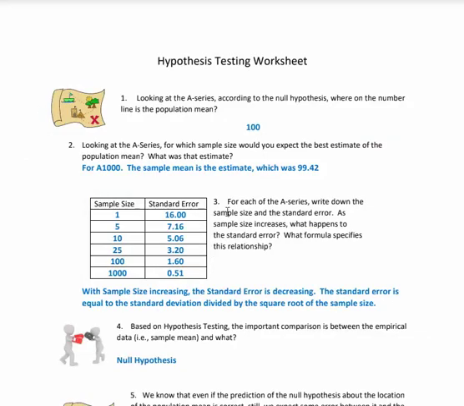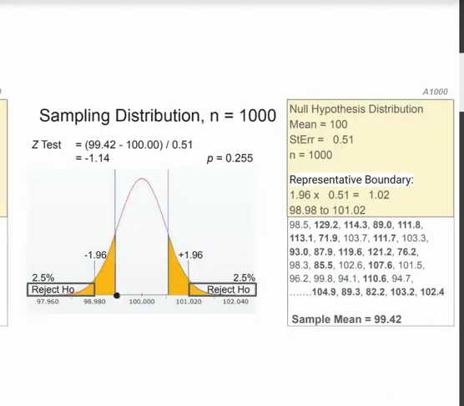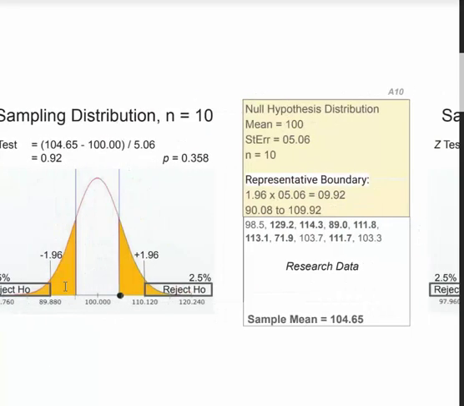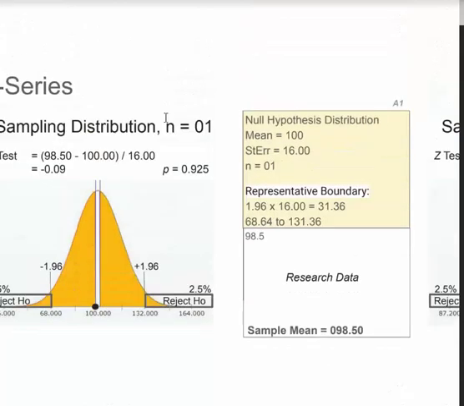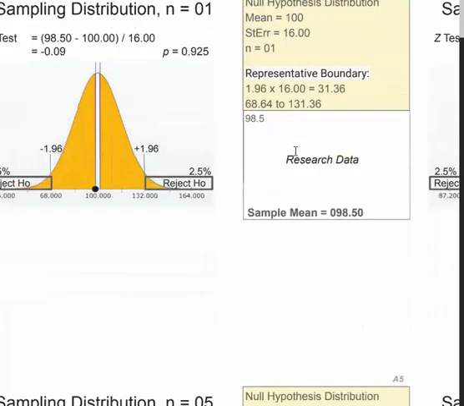Question 3. For each of the A series, write down the sample size and the standard error. As sample size increases, what happens to standard error? What formula specifies this relationship? So when looking at the handout here, you'll notice that it states what is our standard error for a sample size of 1. Standard deviation, standard error the same. In this case, it's 16.